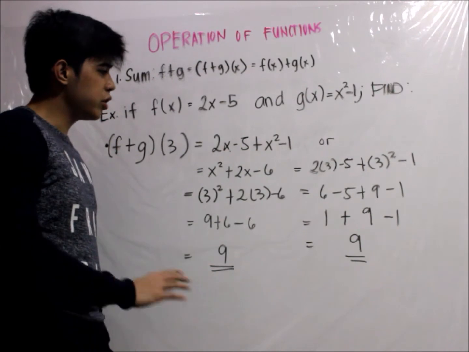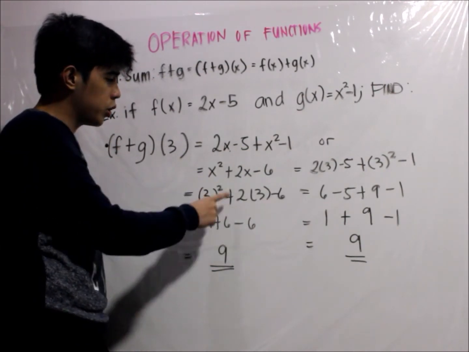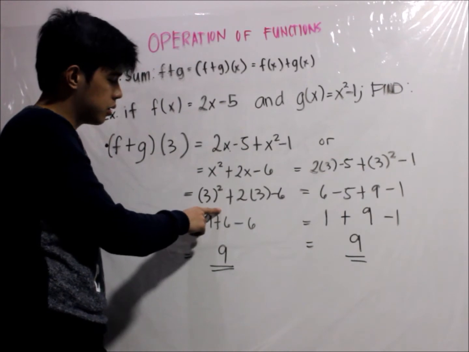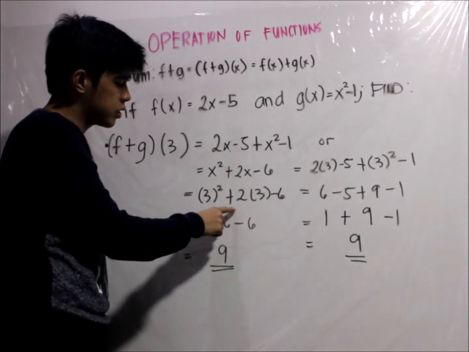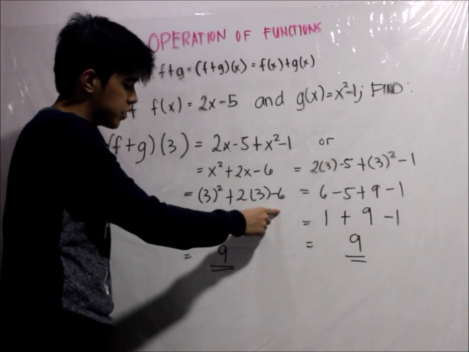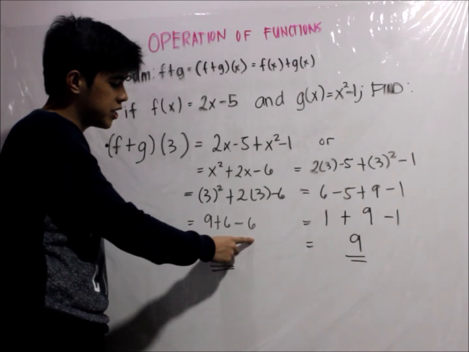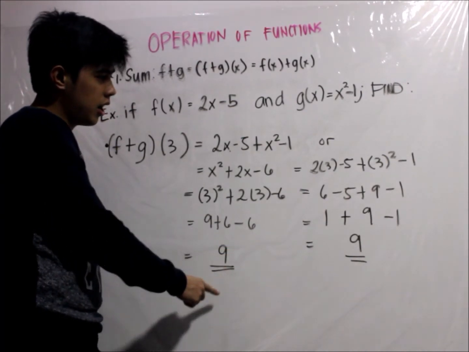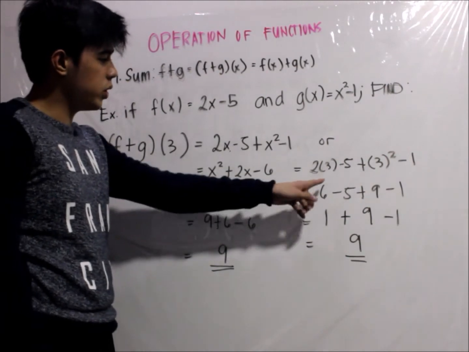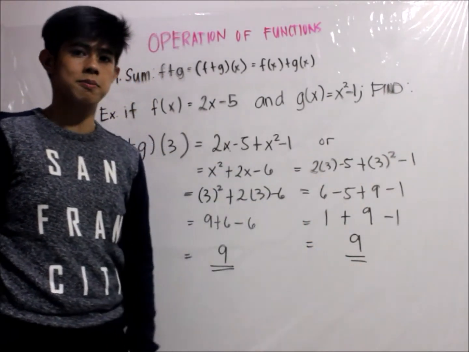Then, we can choose if we want to substitute from the start or substitute after combining. So we're going to have 3 squared plus 2 times 3 minus 6. So that would be 9 plus 6 minus 6. Then we will have 9 as the answer. It's the same as the other one, but we just substituted much earlier on. We still get the same sum no matter what.